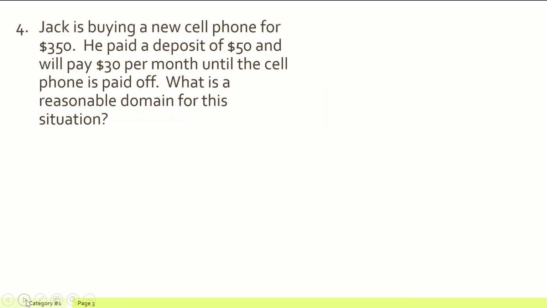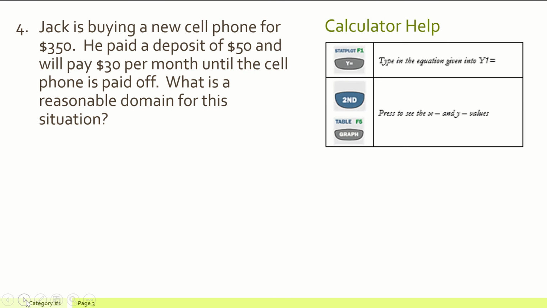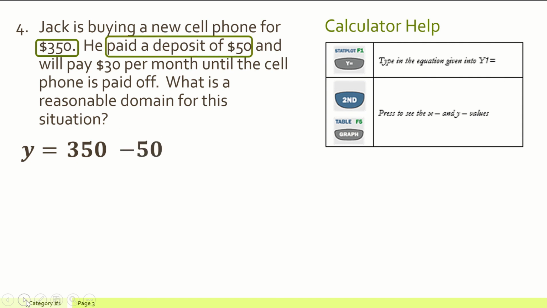Jack is buying a new cell phone for $350. He paid a deposit of $50 and will pay $30 per month until the cell phone is paid off. What is a reasonable domain for this situation? So we can type this equation into the y equals screen, and once again go to the table values. He's buying a new cell phone for $350. That is our starting value, or our y-intercept.